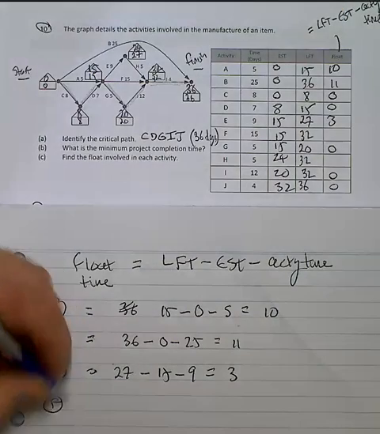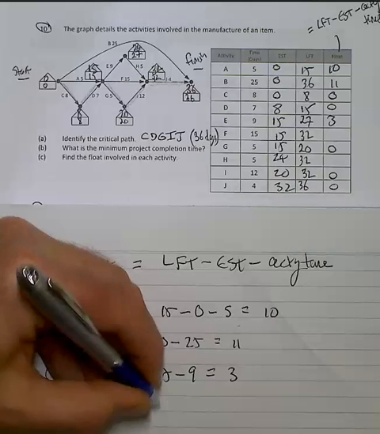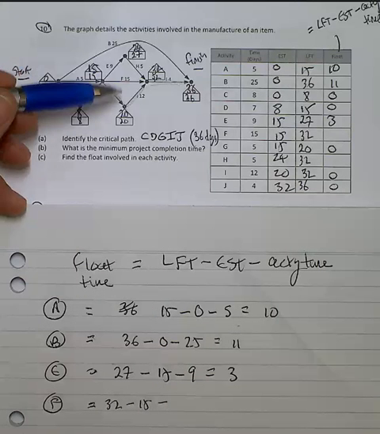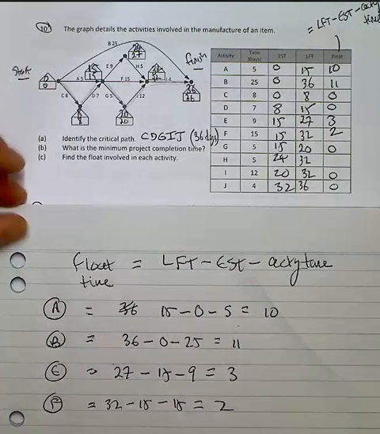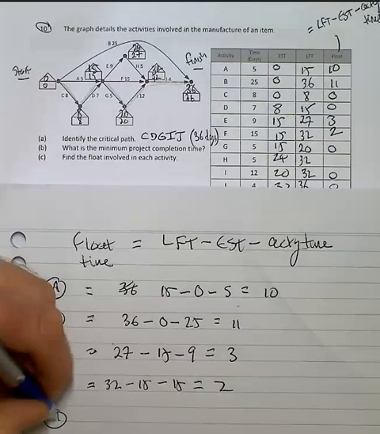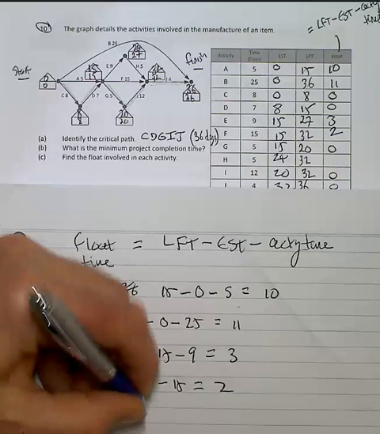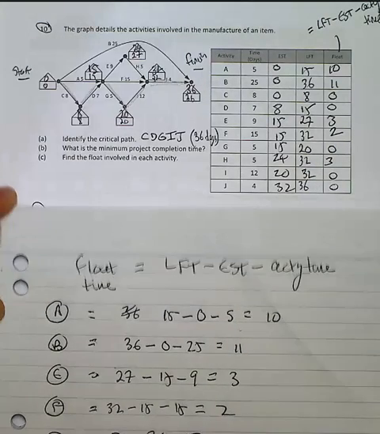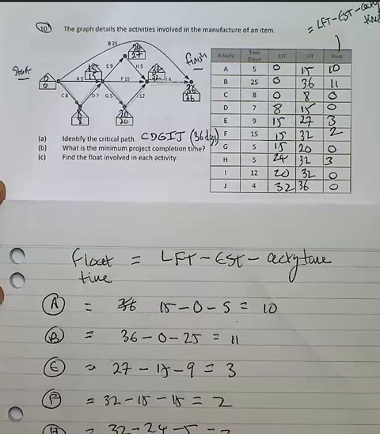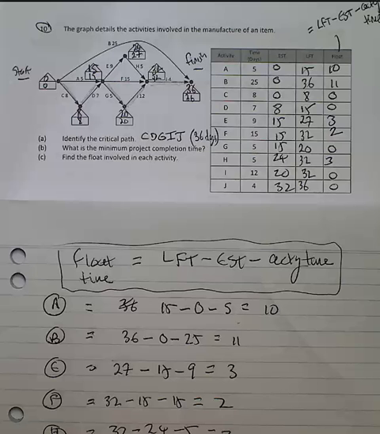I now need to do F. In a similar way, 32, take 15, take 15. We'll give you a 2-day float time. And lastly, H, for the float time there, 32, take 24, take 5, which will also be 3 days. Now take some time to work through them. The float time, latest finishing time, take the earliest start time, take the activity time, is there in a form on your formula sheet.